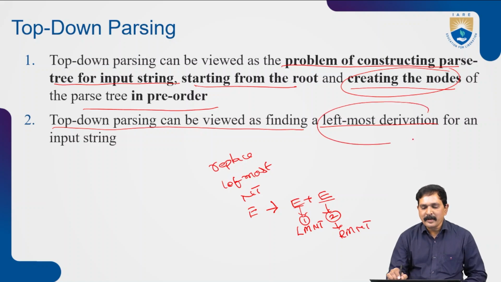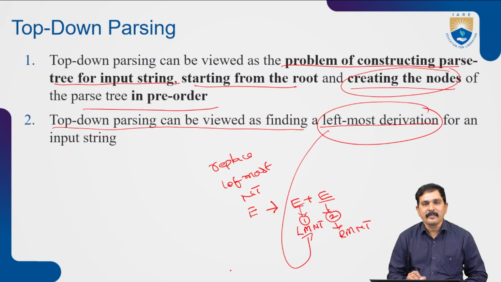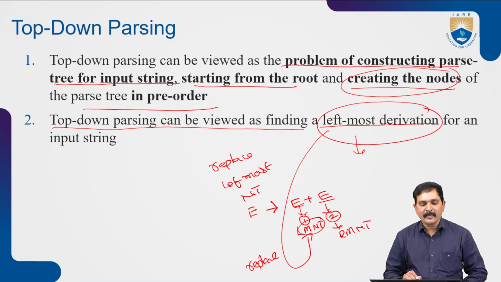In the case of leftmost derivation, you should always replace only the leftmost non-terminal. You change the non-terminal with new values by taking its productions at the position of the leftmost non-terminal. Only those kinds of derivations are called leftmost derivations. So this is the idea of top-down parsing.